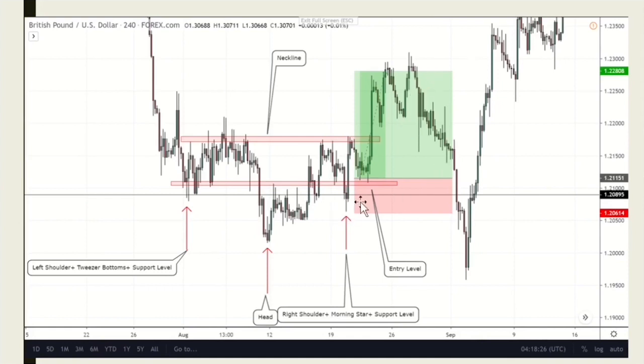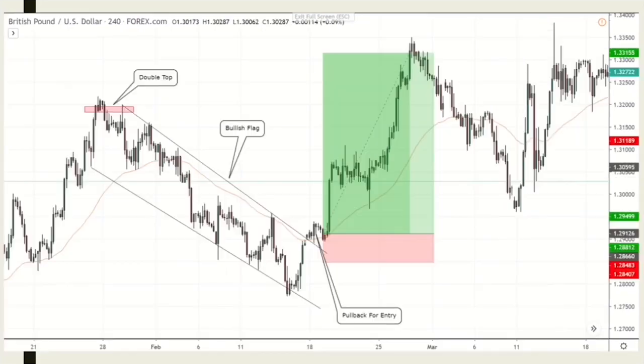So my entry would have been around here, but just in case you missed it, I can show you this one here. It gave an opportunity to enter the trade quite nicely as this level is holding. You see all the price action coming together with your technical analysis, just basic technical analysis, your chart pattern, your support level, and your price action, all coming together to make a nice profitable trade here.